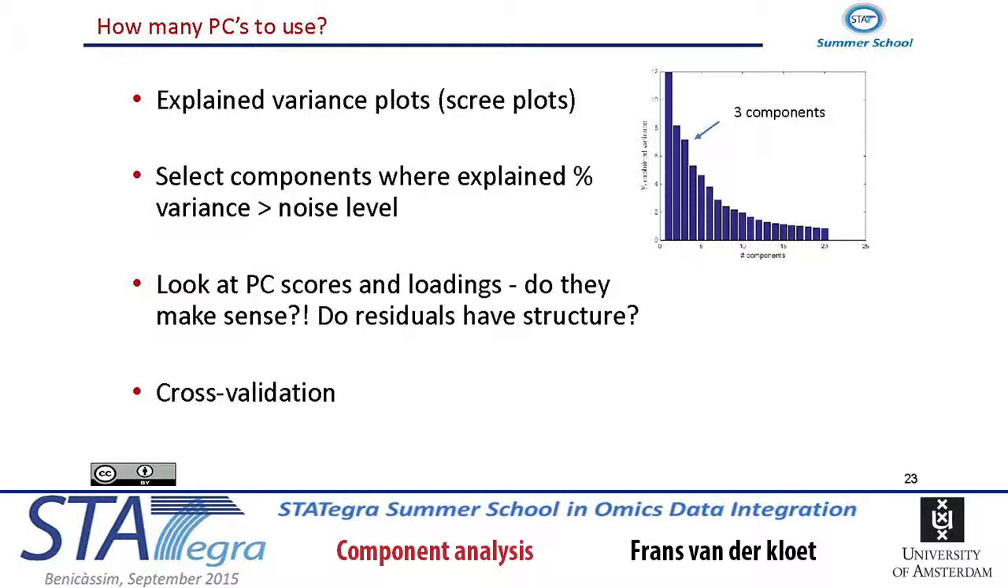There's a couple of other things. You can select the number of components where explained variance is larger than the noise level, but then again, what is the noise level? You have to determine that. You can also look at the PC scores and loadings, and see if they still make any sense. So that's really looking at your data. Do the residuals have any structure? And you can do some cross-validation methods.